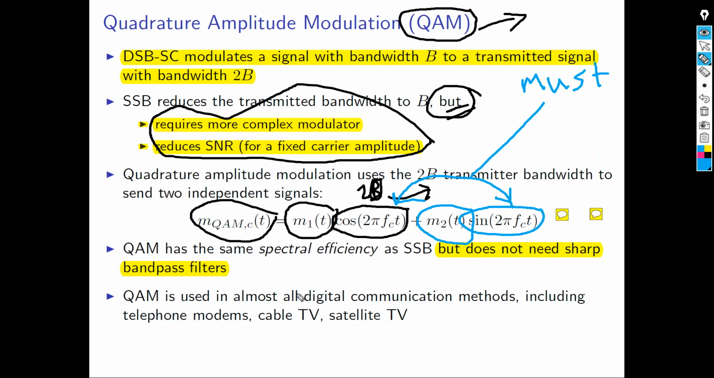Now, since we are using 2B to transmit two signals, this means 1B for each signal, which is similar to the spectral efficiency of single sideband. Yes, it has the same spectral efficiency as single sideband. And we all know why spectral efficiency is important. Let me remind you of the importance of spectral efficiency if you forgot it. I need to make sure that you realize the importance of this issue.